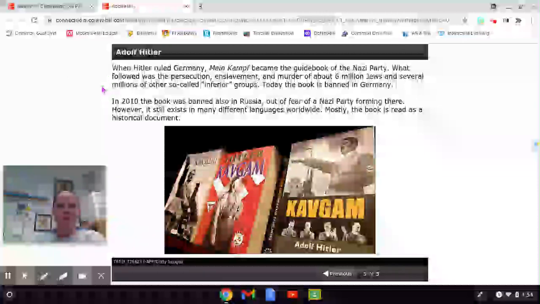Today, the book is banned in Germany. In 2010, the book was also banned in Russia, out of fear of a Nazi party forming there. However, it still exists in many different languages worldwide. Mostly, the book is read as a historical document.